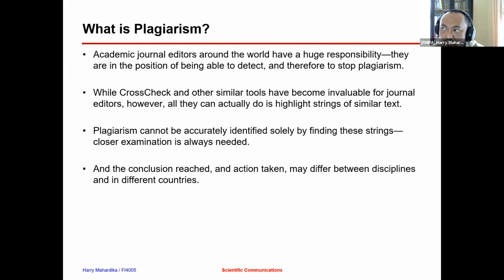So there are teams of editors, especially in reputable publications, that hire people to read and check the whole sentences inside a paper. If they find a high percentage of similarity, then they will report to their superior, and the superior will tell the editor, and the editor will tell the author about the problem they found after several months. They have detected that the work has similar content to some original publications. The conclusion reached and action taken may differ between disciplines and in different countries.